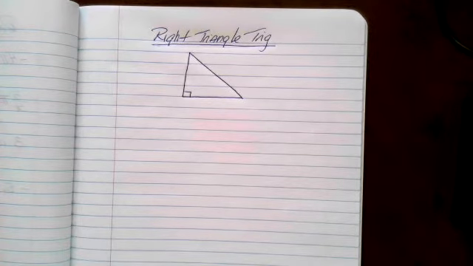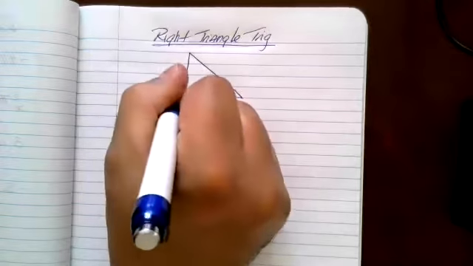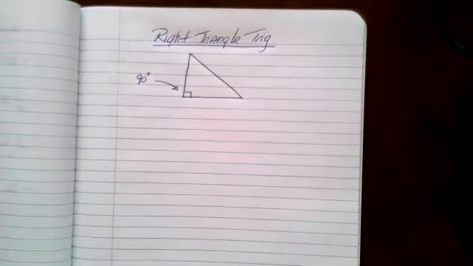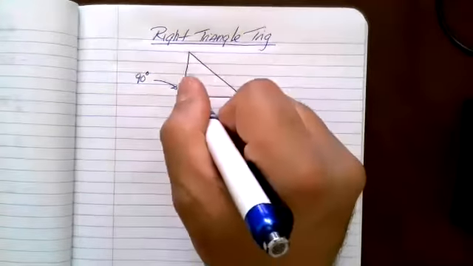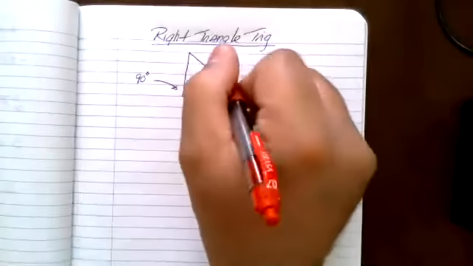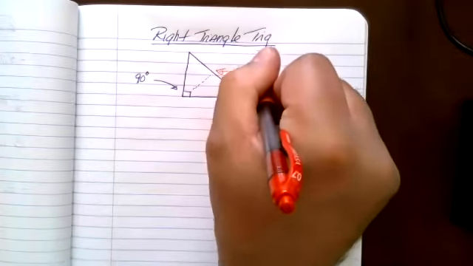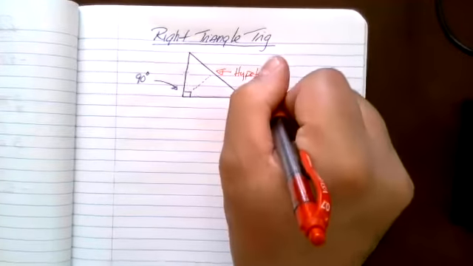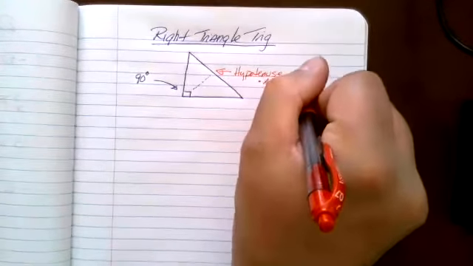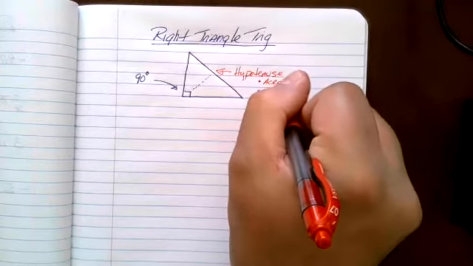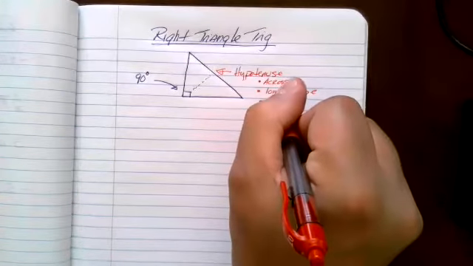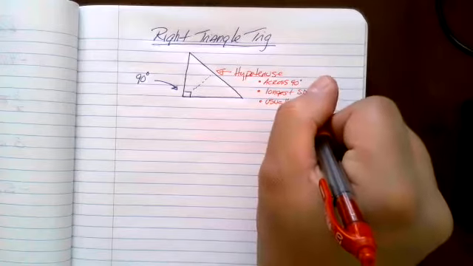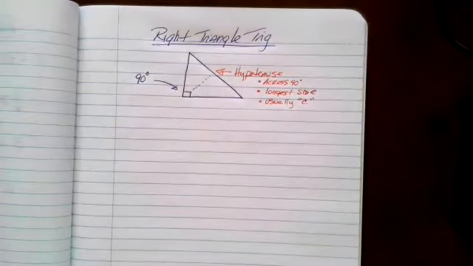So with right triangle trigonometry, it's all going to deal with right triangles. A right triangle means it has a 90-degree angle in the corner, and that 90-degree angle is denoted by that square box. And what else can we say? The side across from that 90-degree angle is always the hypotenuse. Your hypotenuse is always across from 90. It's always the longest side, and it's usually denoted with a lowercase c.